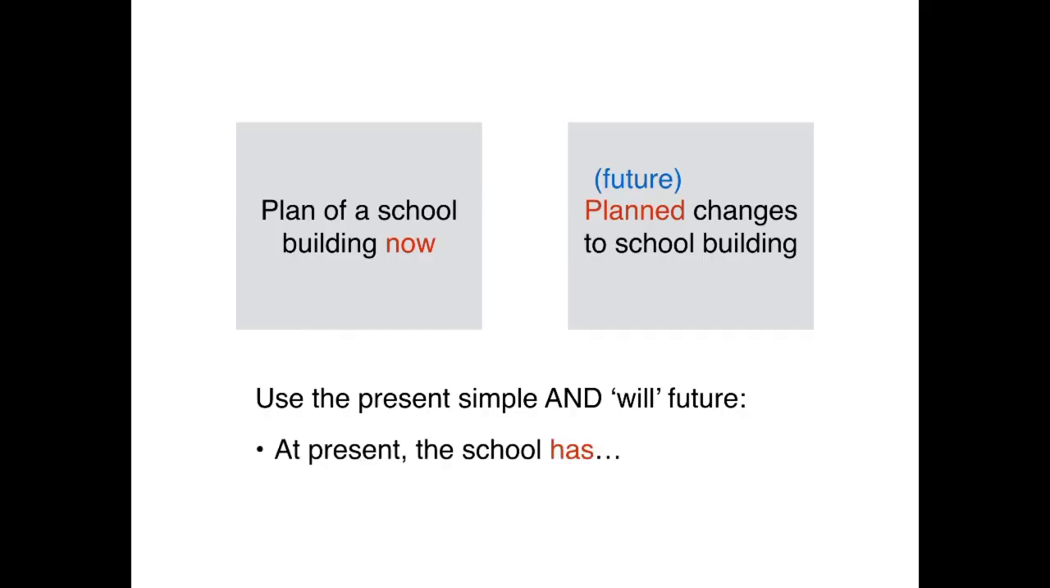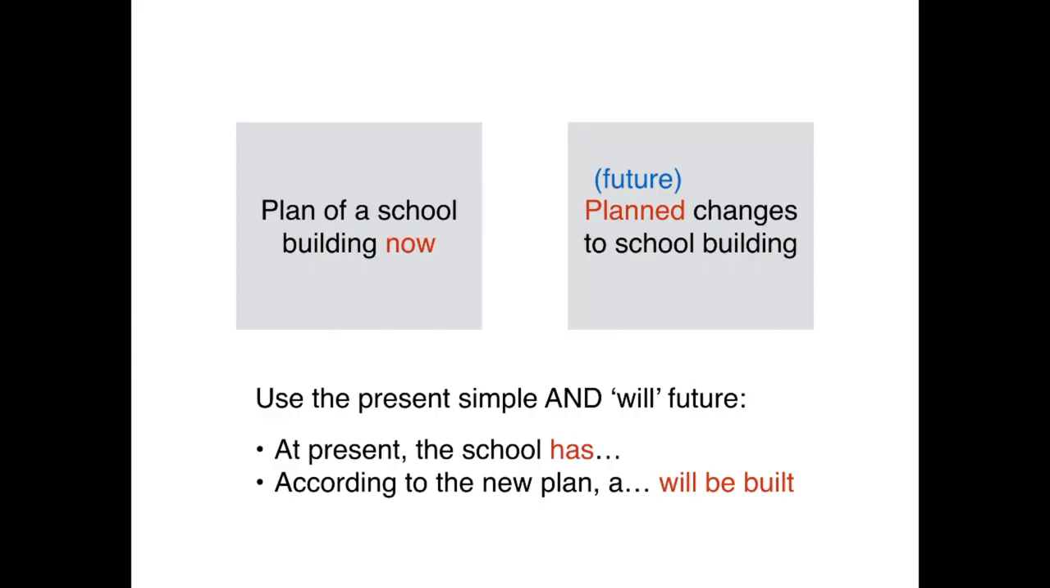For example, at present the school has 10 classrooms. According to the new plan, a new classroom will be built. There we've got the present simple with has and the future with the passive, will be built. This is almost the same question as the one that we saw before, but instead of having the years 1980 and 2012, which were in the past, now we've got the school as it looks now and a future plan for changes to the school. You have to be careful about choosing the verb tenses.